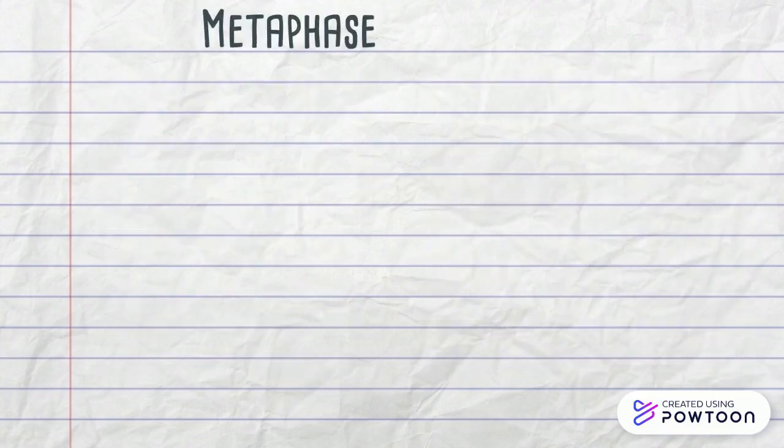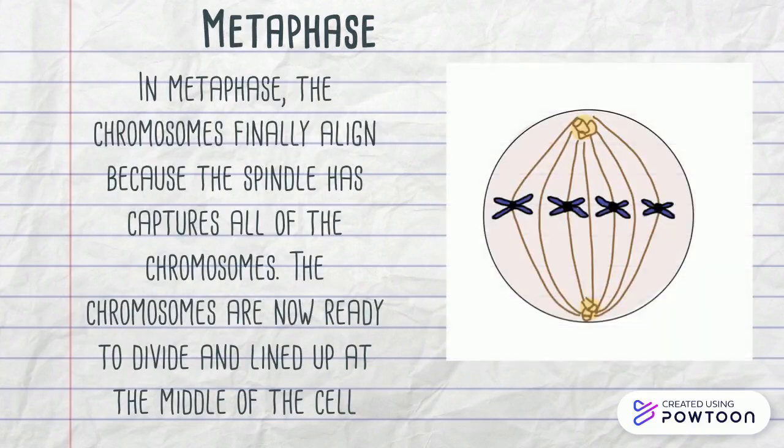In metaphase, the chromosomes finally align because the spindle has captured all of the chromosomes. The chromosomes are now ready to divide and lined up at the middle of the cell.